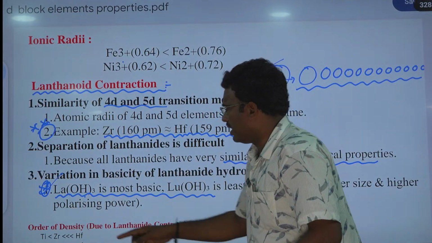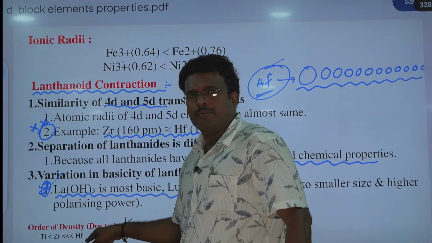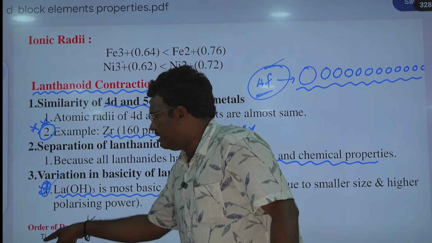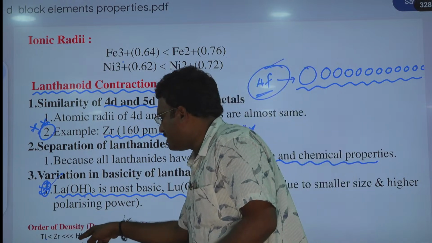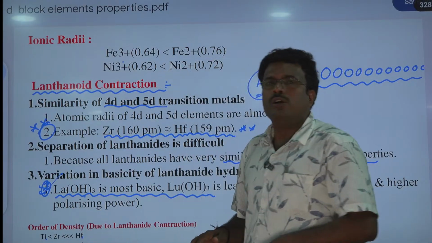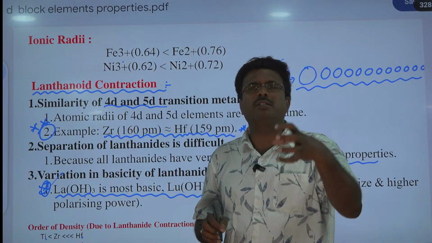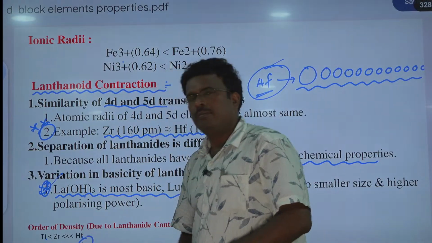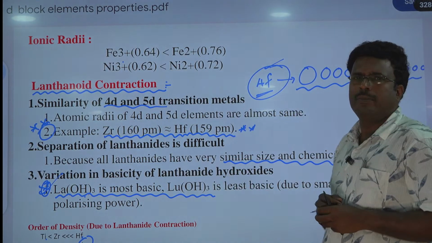Here, titanium, zirconium, hafnium. Which has the highest density? Hafnium is denser than titanium and zirconium, because its atomic size is smaller. Similarly, copper, silver and gold. Gold is the densest in the periodic table. Which is the densest metal in the periodic table? That is gold.